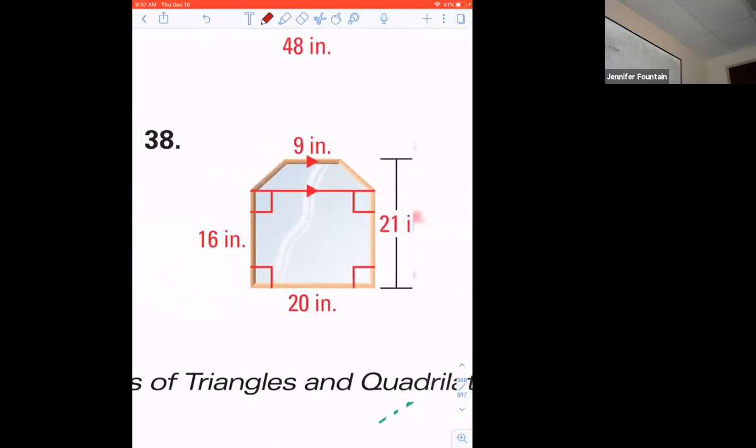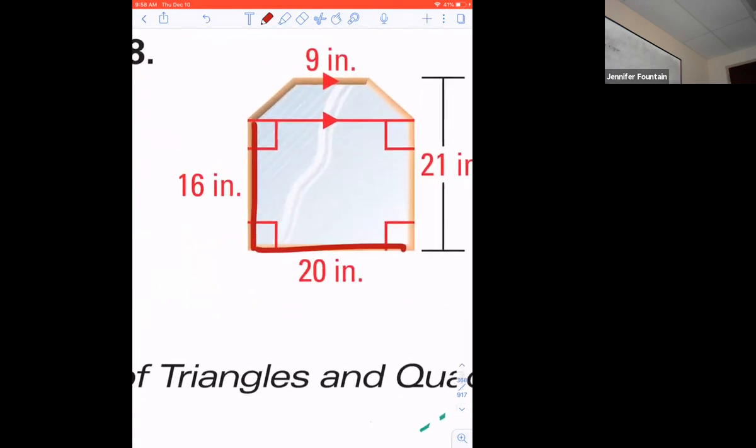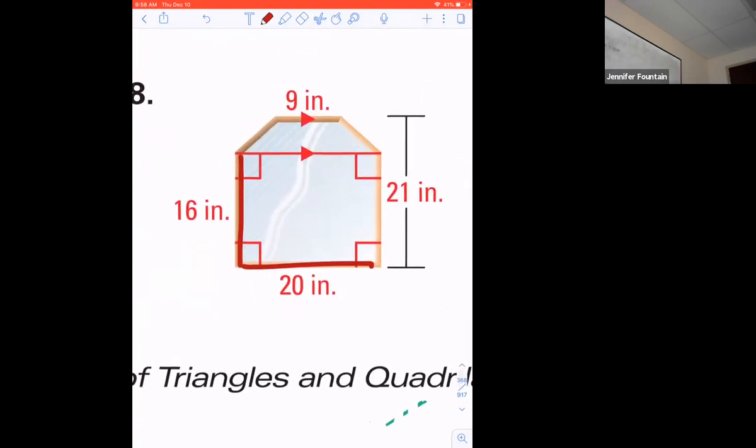Look at number 38. 38, what 2 shapes do I have? Square and a trapezoid. Okay, it's not a square because notice I've got 16 going this way and 20 going this way. So it's going to be a rectangle. So I've got a rectangle and a trapezoid, and you're going to add. Now, I've got to figure out the height of my trapezoid. How can I do that?